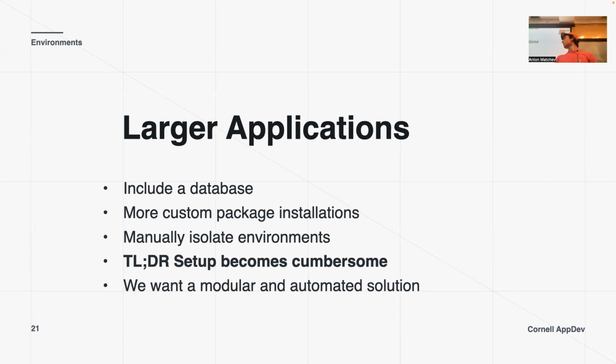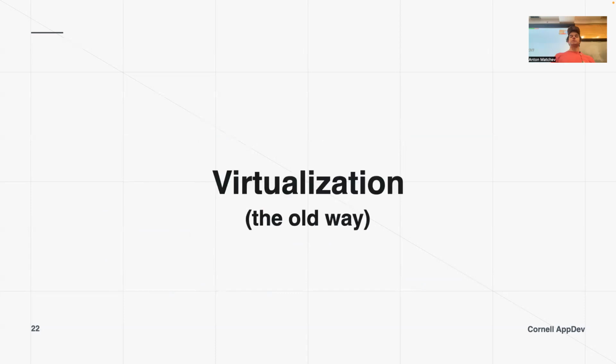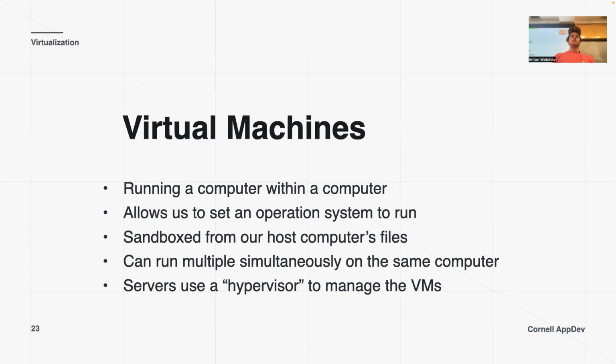And so we want a modular and automated solution to run our larger applications a lot faster. The old way to do this was through virtualization, and to do this, you would use virtual machines. With virtual machines, you're basically running a computer within another computer. Let's say you have a Mac, right? And the app that someone wrote was on Windows. What a virtual machine would do is install the Windows dependencies on your Mac within a certain environment, and then you would run that on your computer.